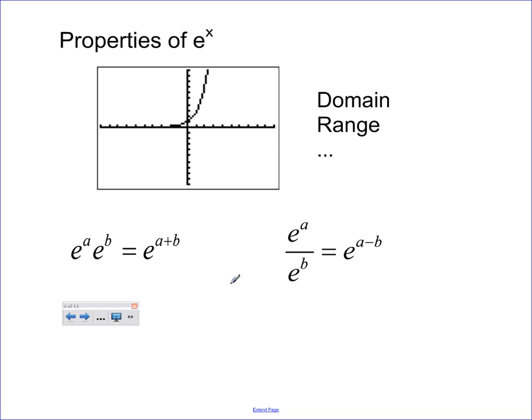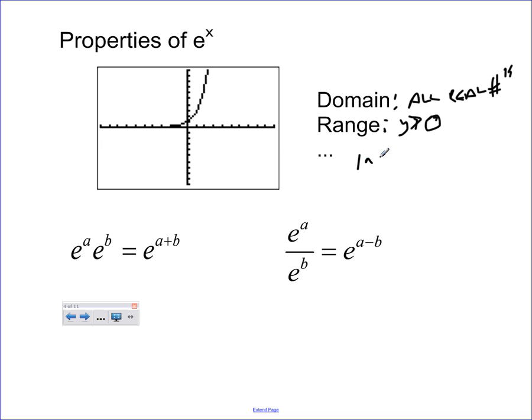So what do we notice about e to the x? What's its domain? The domain appears to be all real numbers. We can't see it, but it continues and continues along. So, all real numbers. Its range is y is greater than 0. What else do we notice about this function?